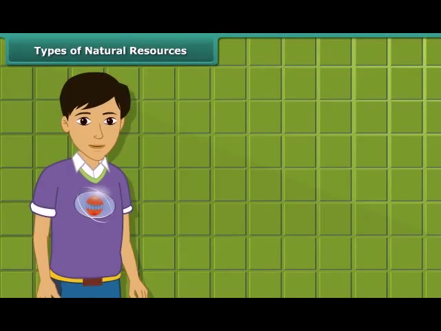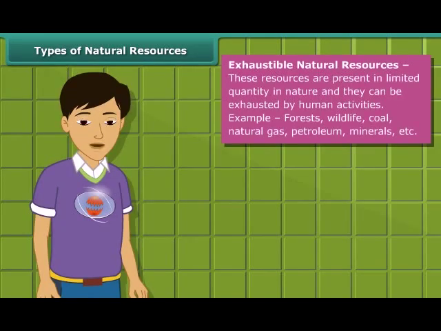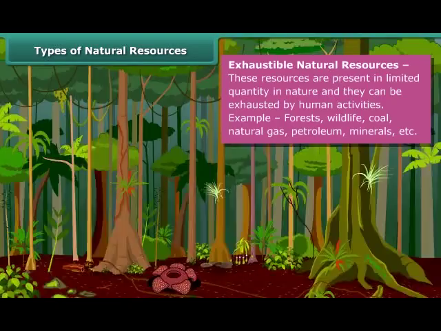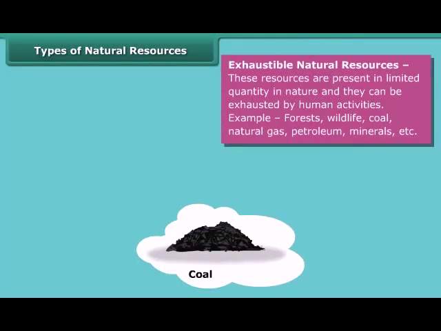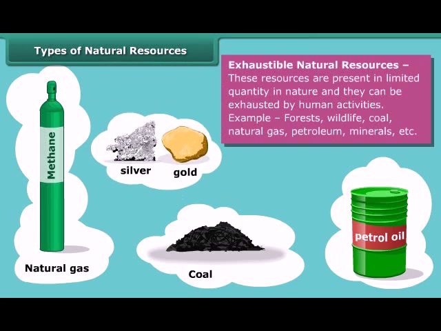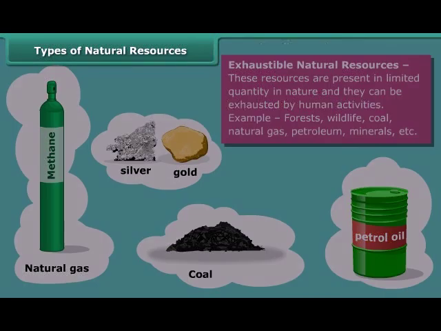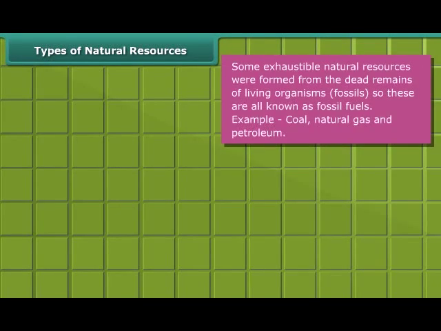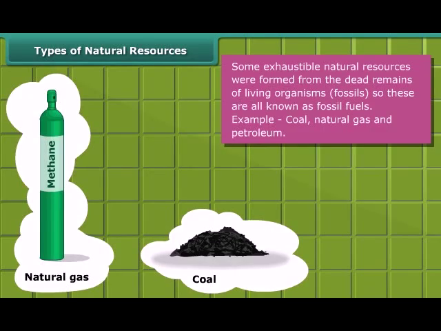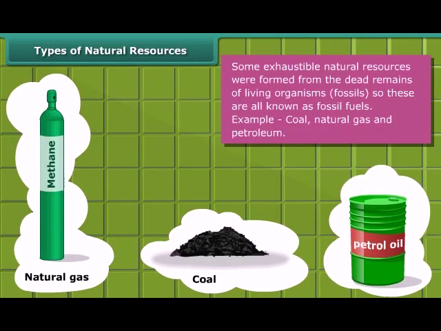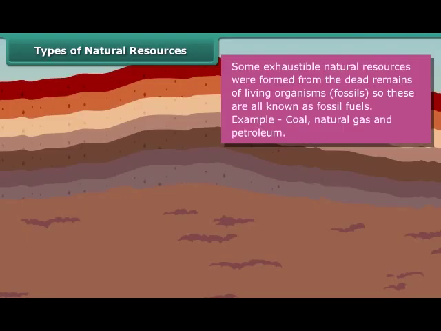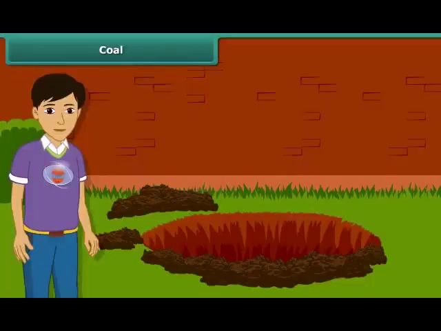On the other hand, the amount of exhaustible resources is limited and they can be exhausted by human activities and consumption. Forests, wildlife, coal, natural gas, petroleum, and minerals are examples of these resources. Do you know that some exhaustible resources like coal, natural gas and petroleum were formed from the dead remains of living organisms called fossils, and hence these are also known as fossil fuels. Now let us know about these fossil fuels in detail.